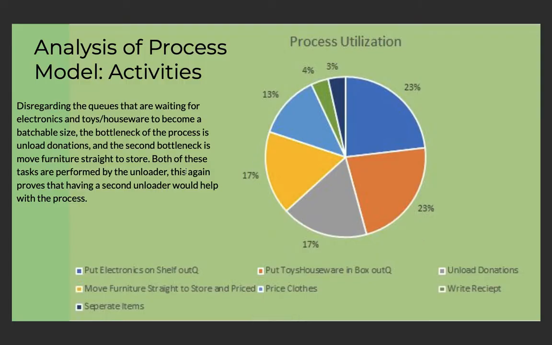Here is a little more analysis we did on how utilized the different items were through the process. It looks like toys and furniture were pretty highly utilized in a throughput sense.